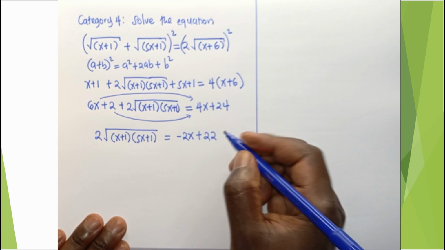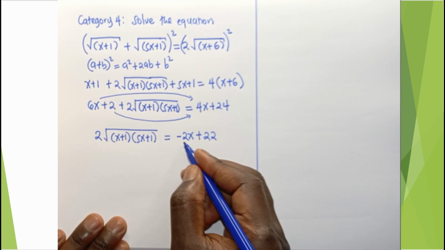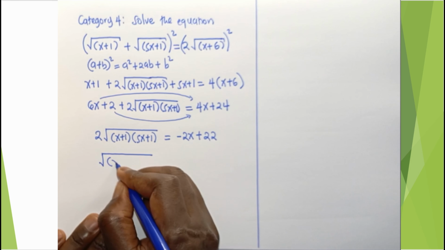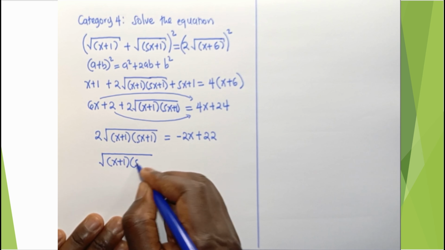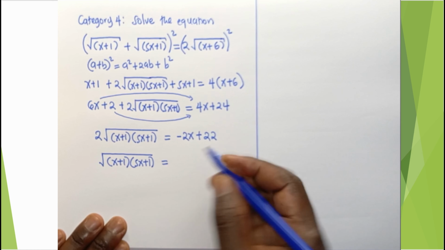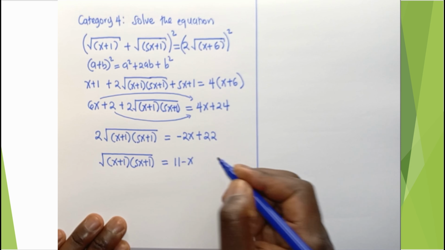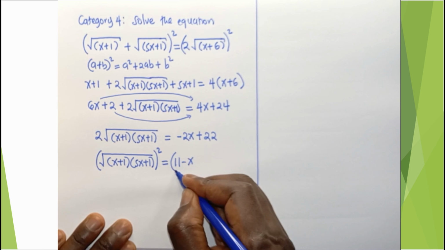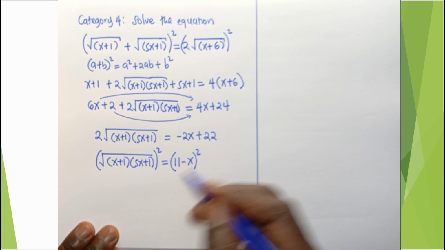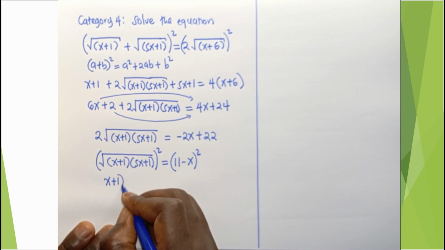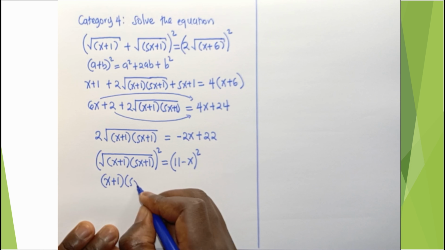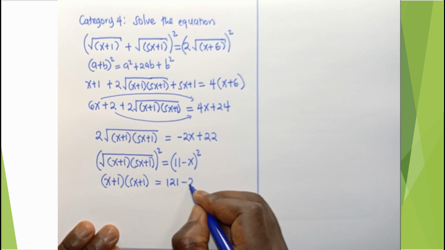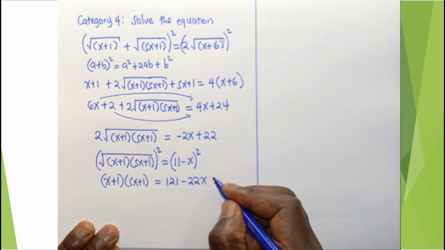So the 2 square root of (x plus 1) into (5x plus 1) remains there, and then we simplify the other side. Dividing throughout by 2, we remain with square root of (x plus 1) into (5x plus 1) is equal to 11 minus x. So we go ahead to square both sides to remove the square root. Now when we square both sides, we have (x plus 1) into (5x plus 1) is equal to 121 minus 22x plus x squared.